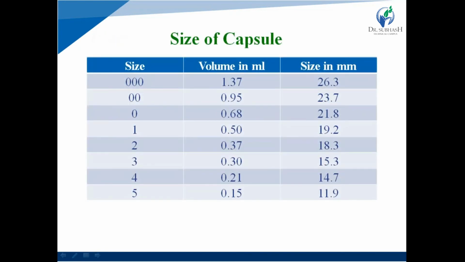First one is size of capsule. There are various sizes of capsule. Size 000 is the larger size of capsule, and number 5 is the smaller size of capsule. Volume is given in ml, and next one is size in mm. That means 000 size, the larger size of capsule, has a capacity of 1.37 ml volume, and the size of the 000 capsule is 26.3 mm in diameter.